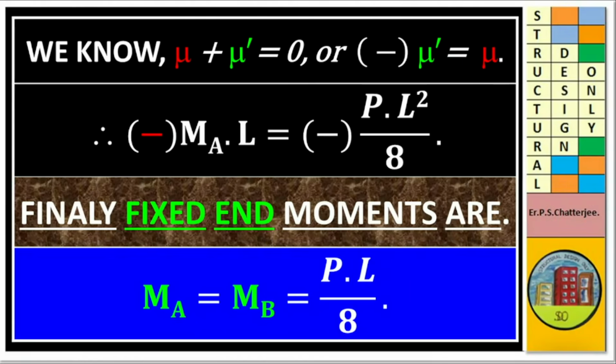We also know that mu plus mu dot is equal to 0, or minus mu dot is equal to mu. Therefore, minus MA into L is equal to minus PL square by 8. Finally, fixed end moment MA is equal to MB is equal to P into L by 8.